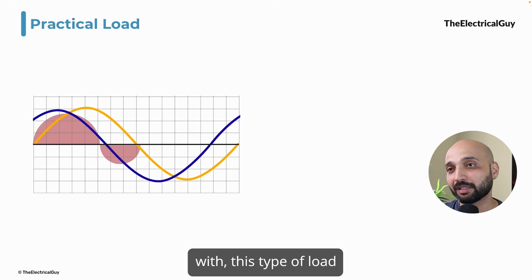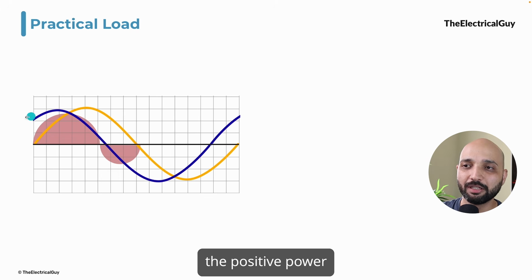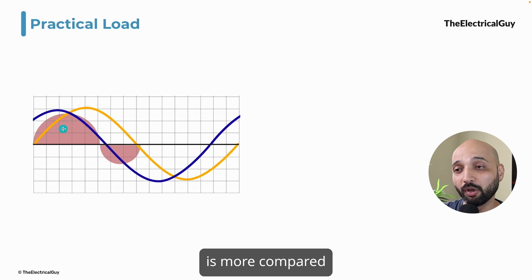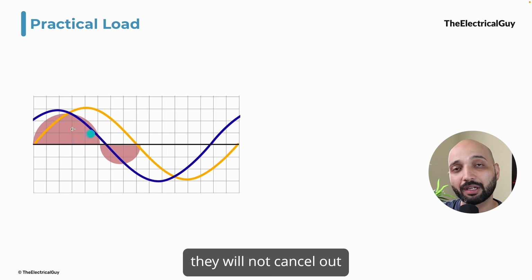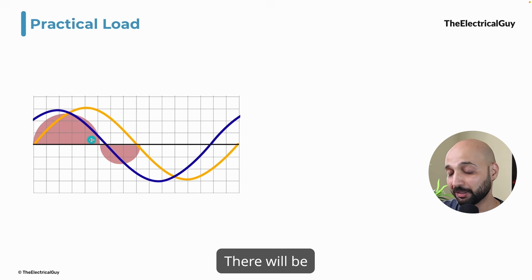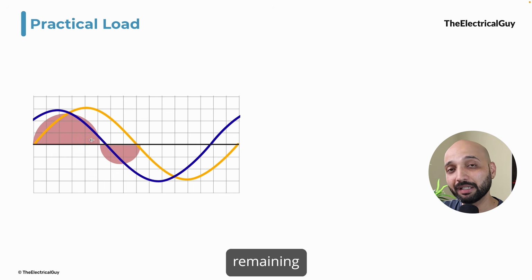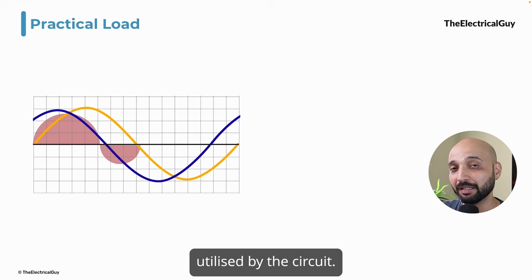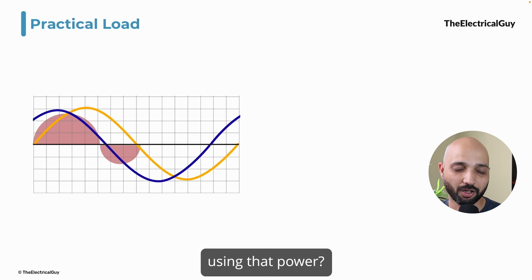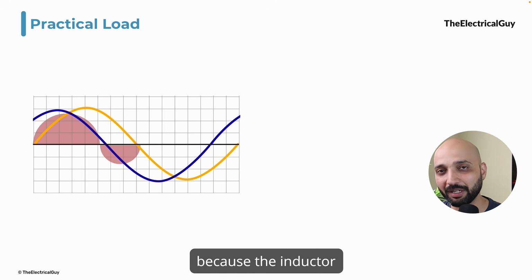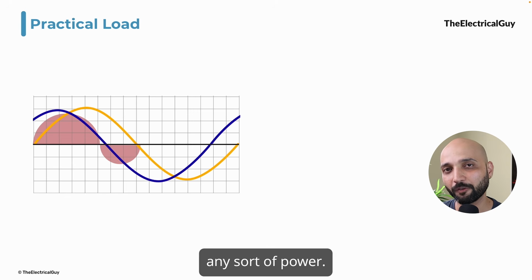But the thing with this type of load is that you will see the positive power is more compared to the negative power. So definitely they will not cancel out each other. There will be some power remaining that will still be utilized by the circuit. And what element is using that power? Of course, the resistance, because an inductor ideally will not consume any power. So this is a problem.